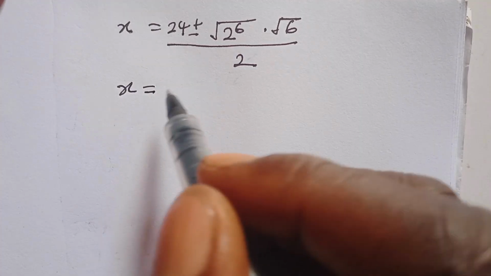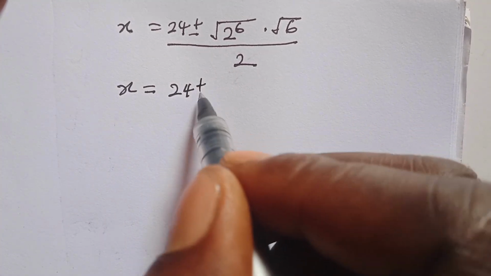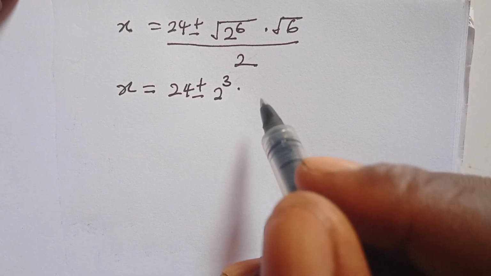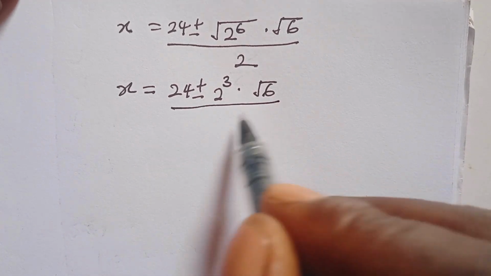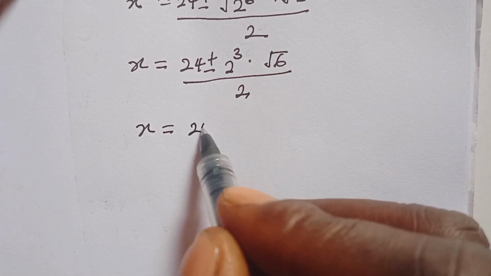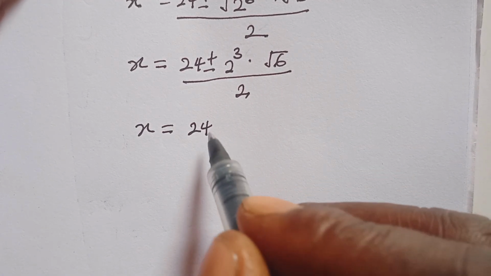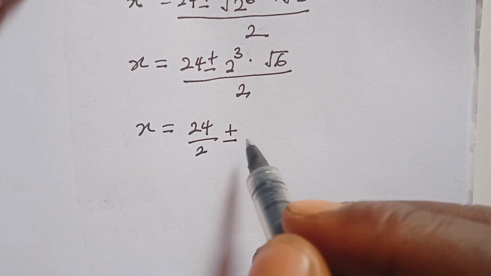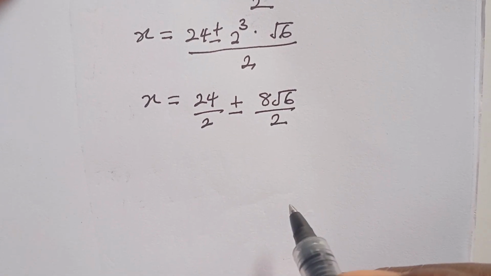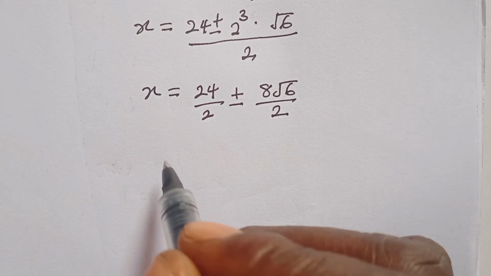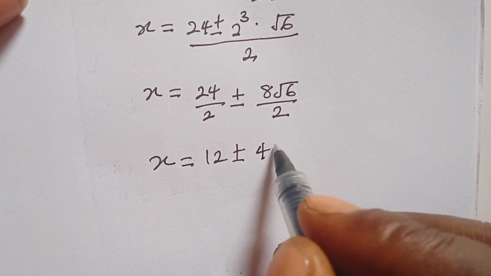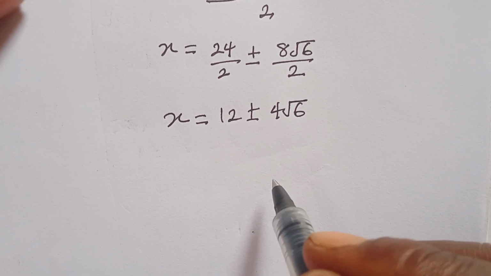So x will now be equal to 24 plus or minus 2 raised to power 3, because the square root will change to half, it will cancel the power of 3. So multiply by square root of 6, everything divided by 2. And don't forget, in mathematics, you can split the numerator into 2 and divide both by the denominator. So therefore we have 24 divided by 2 plus or minus square root of 8 square root of 6 divided by 2. So these two will cancel out 24. We are left with 12 plus or minus 4 square root of 6.